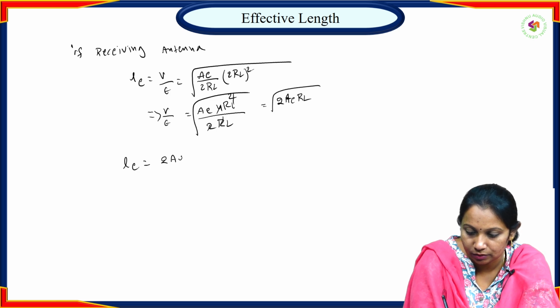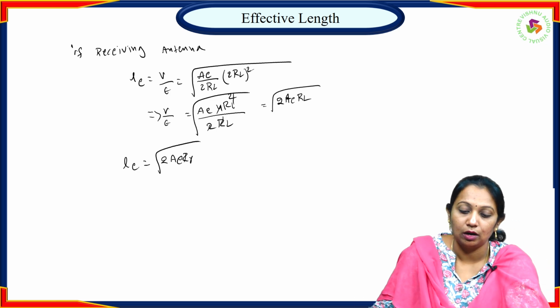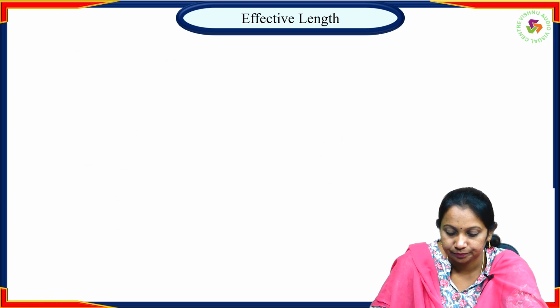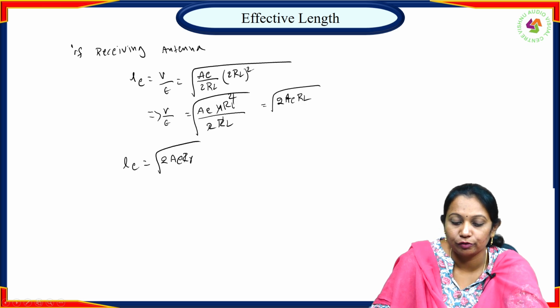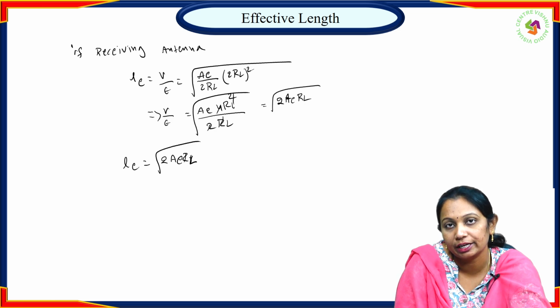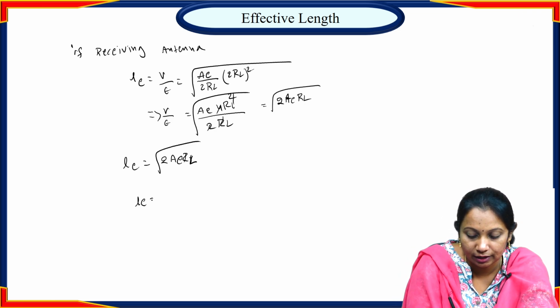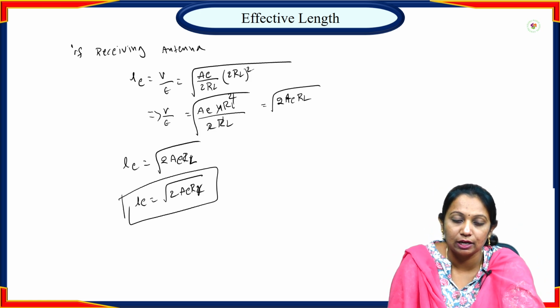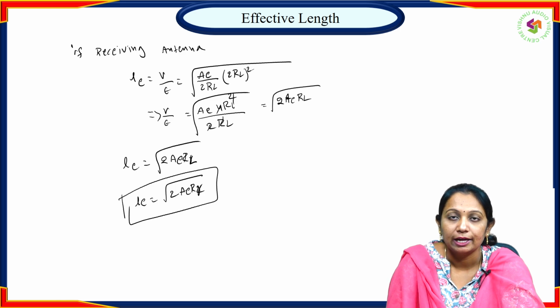I can replace this with RR also. Here this one is 2RL square, this is 4RL square. Actually this one is RL. If I take RL as the radiation resistance of the antenna, I can write LE is equal to root of 2AE into RR. This is the expression we have for effective length, as well as effective height, of the receiving antenna.